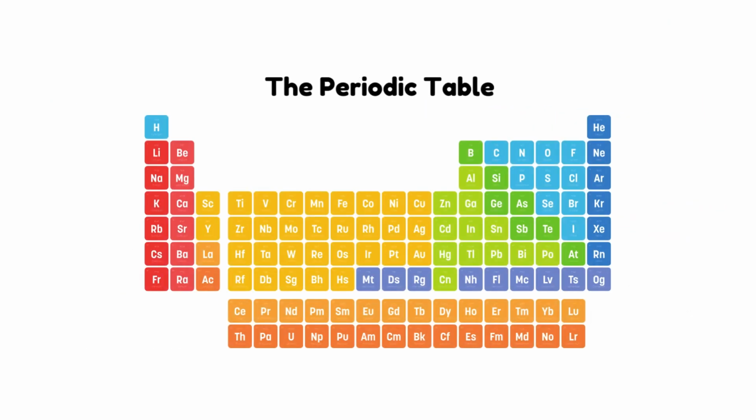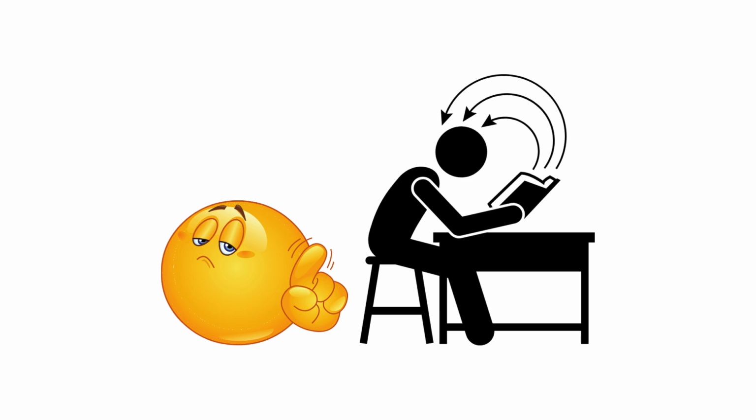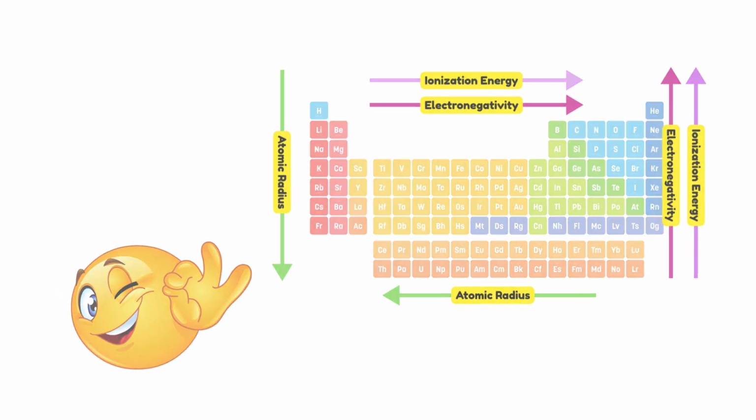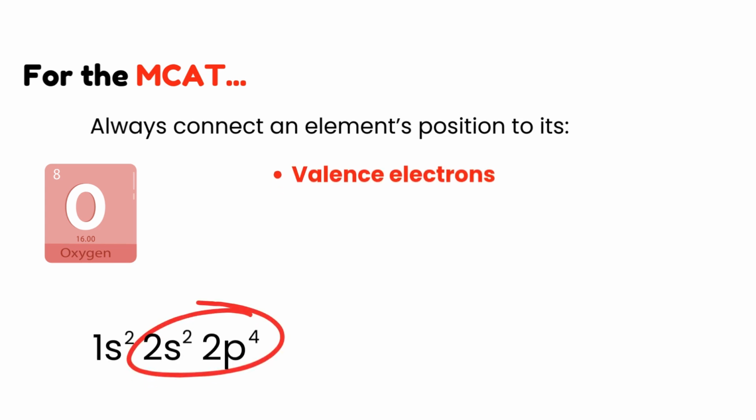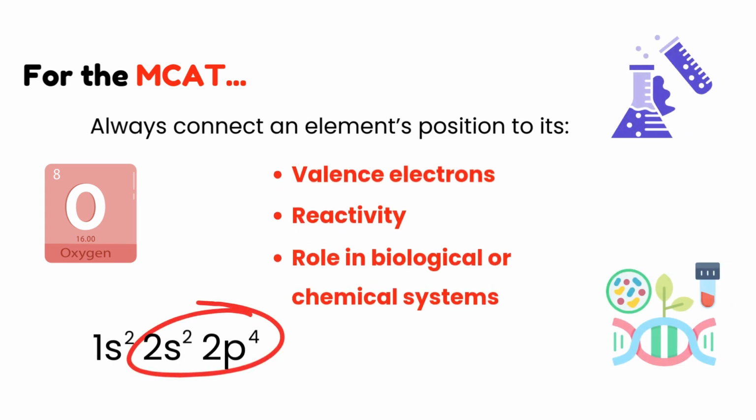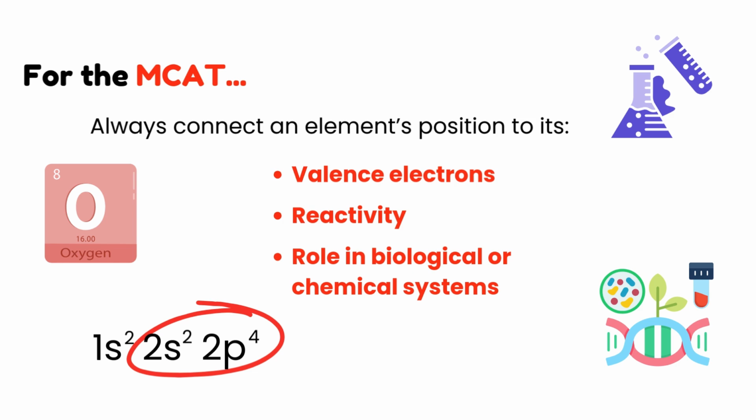The periodic table isn't just about memorizing positions, it's about predicting patterns. For the MCAT, always connect an element's position to its valence electrons, reactivity, and role in biological or chemical systems. That's where the exam pulls questions from.